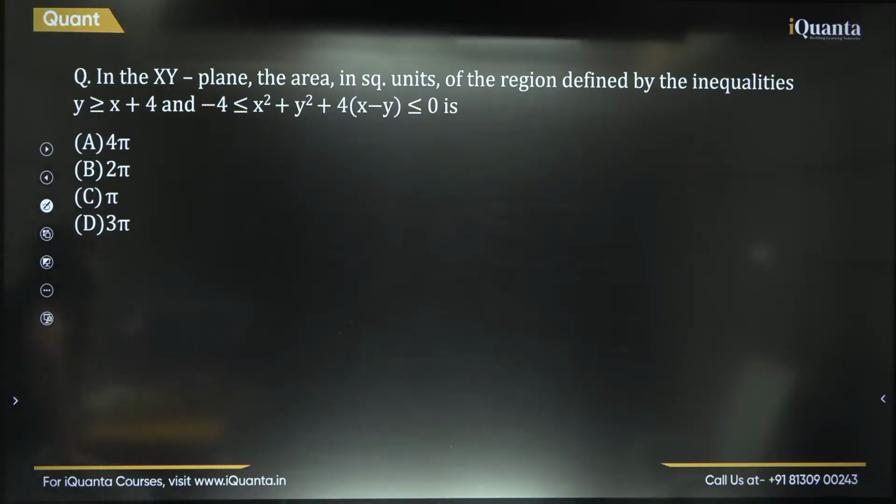Satabarto, option C. No, that is not correct.